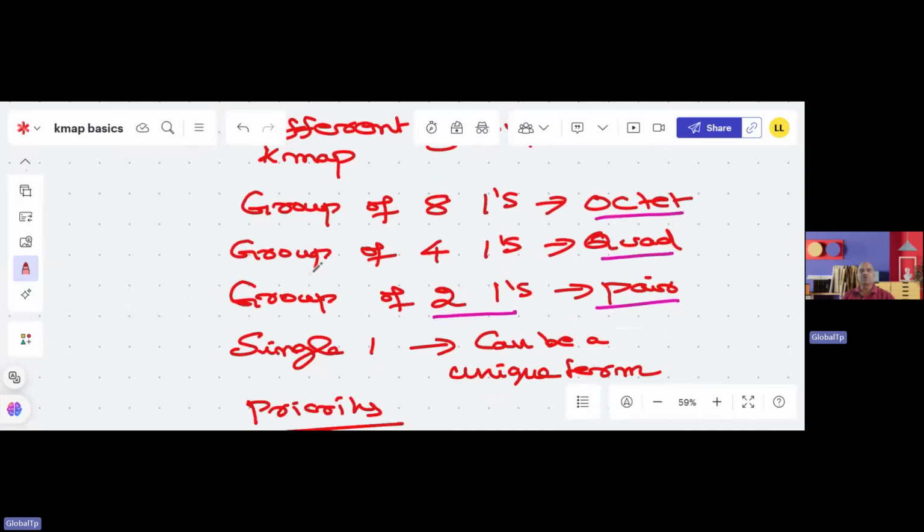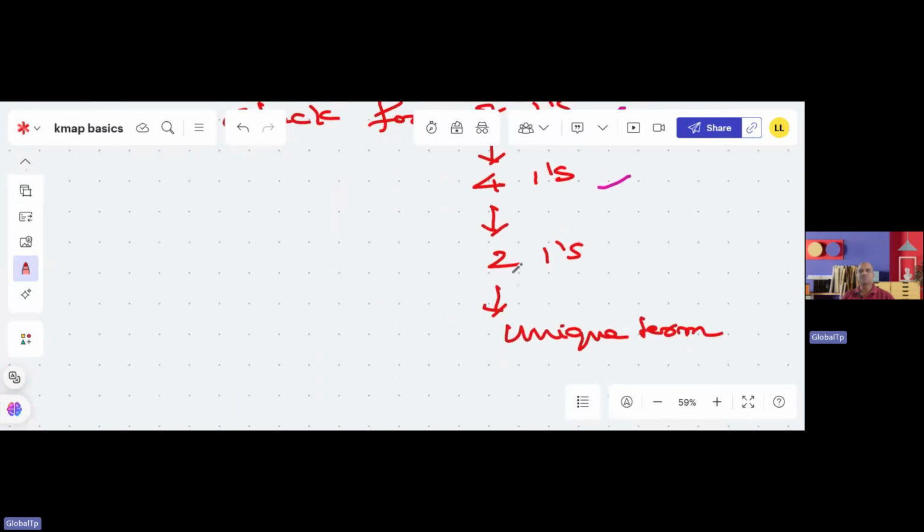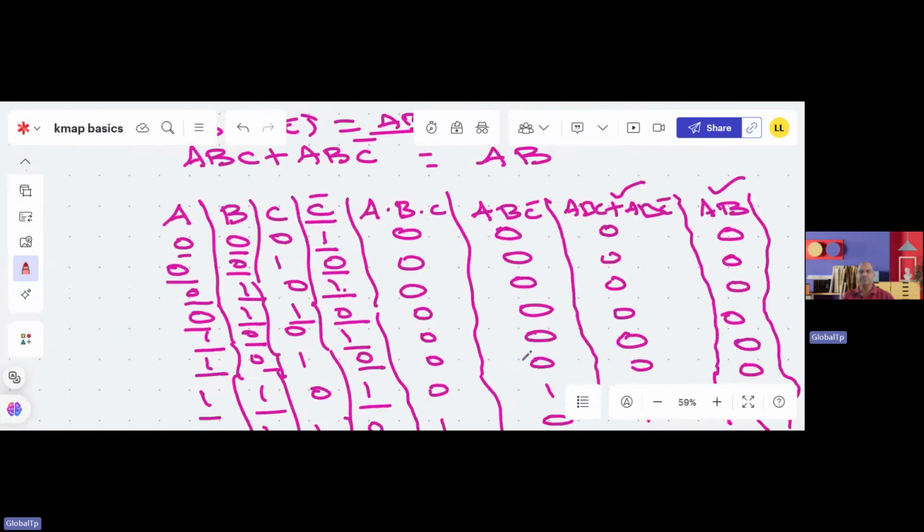The possible combinations in the Karnaugh map are: a group of 8 ones, called an octet; a group of 4 ones, called a quad; 2 ones, called a pair; and only 1 one, called a unique term. You have to give priority like this: 8 ones first, if not possible then 4 ones, then 2 ones, and only then come to the unique term.